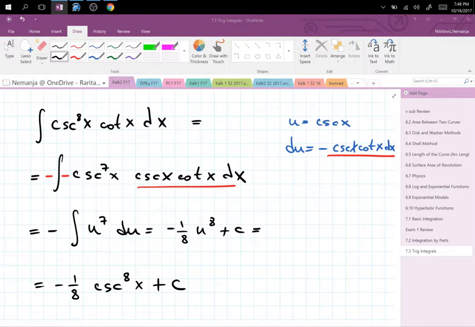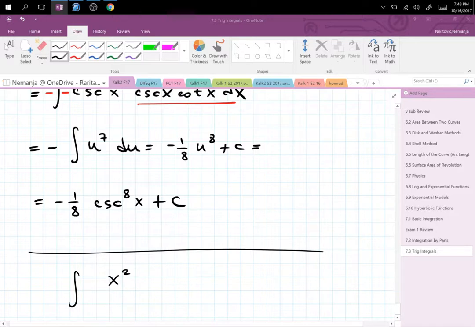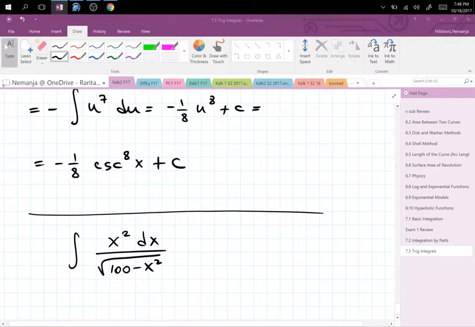So next class, we are going to use these in our trig sub, where you're going to see a problem, say, the integral of, I don't know, x squared dx divided by the square root of 100 minus x squared. So you have this problem, you convert it into a trig integral, and then use what we learned today to solve the trig integral. So we're going to see these types of problems on Wednesday.